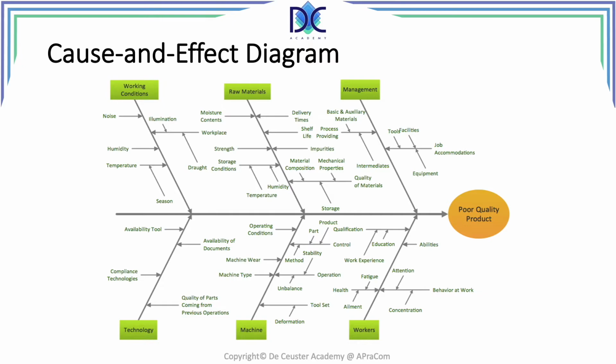For example, the workers, they may have educational qualifications, so education is a part, work experience, certification, their behavior at work may be there, their abilities may have an impact on what they are doing, the machines themselves, the operating conditions, the stability, the operation itself, the tool set, all kinds of elements that we can identify. And there are thousands of fishbone diagrams that exist on the internet that you can use.